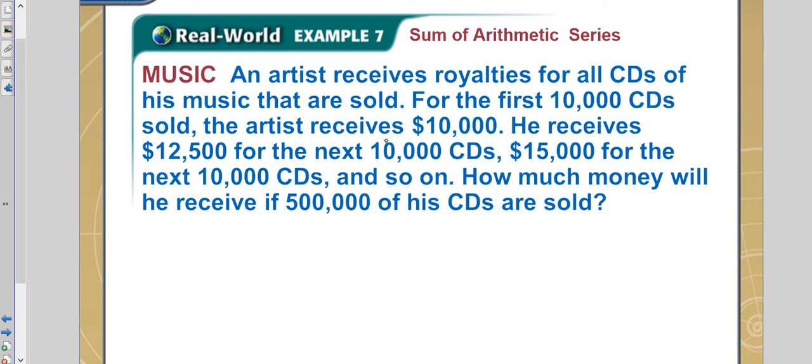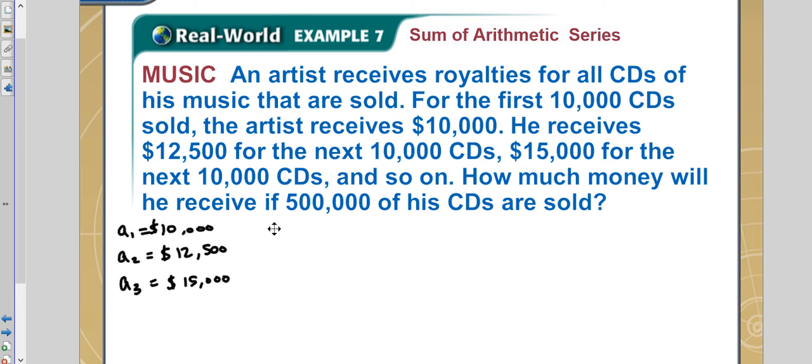So first, I want you to notice that the CDs are the counting terms. When we say A sub 1, A sub 2, that's referring to the thousands. So here, A sub 1 equals the amount, $10,000. A sub 2 equals the amount, 12,500. A sub 3 equals the amount, 15,000.